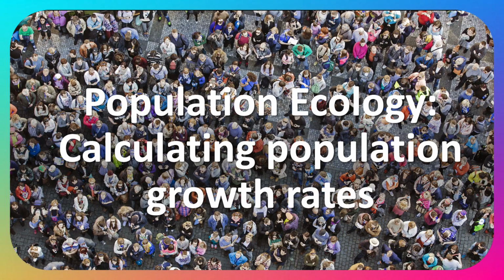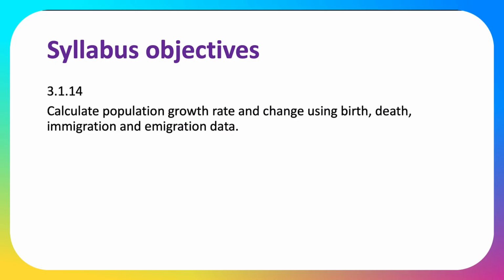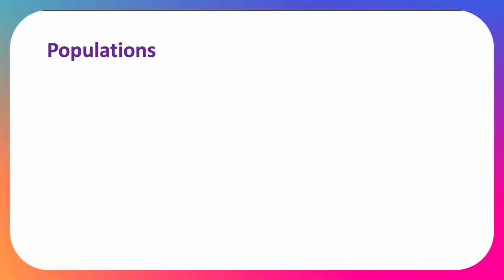So let's talk about how we can calculate population growth rates. This is one of a series of videos on population ecology, so make sure that you catch them all. This particular one is looking at this syllabus objective: calculate population growth rate and change using birth, death, immigration and emigration data. So first of all, what is a population?